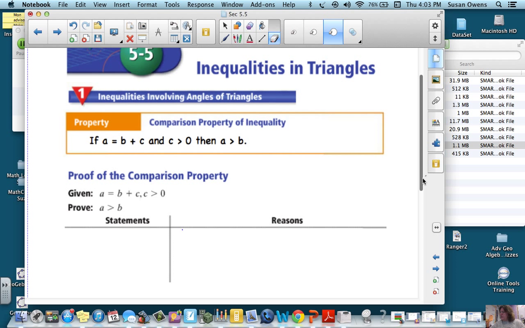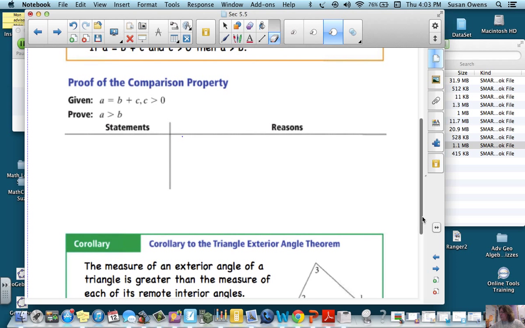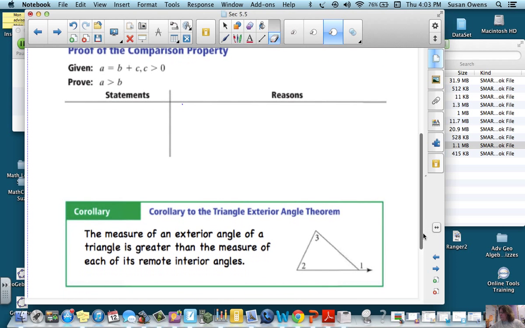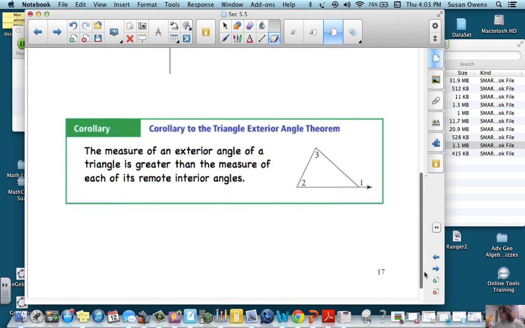So this one makes sense when you think about it. If A equals B plus C, and we know that C is greater than 0, so it's positive, so we're adding a positive number to B, then in order for A to be equal to B plus C, A has to be bigger than B. So we'll prove this one. It is going to be an indirect proof, so we'll do that in class.